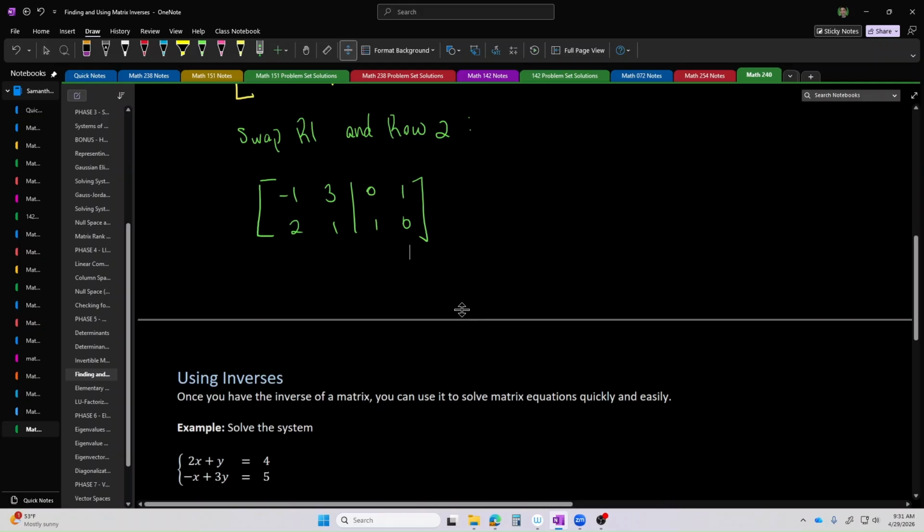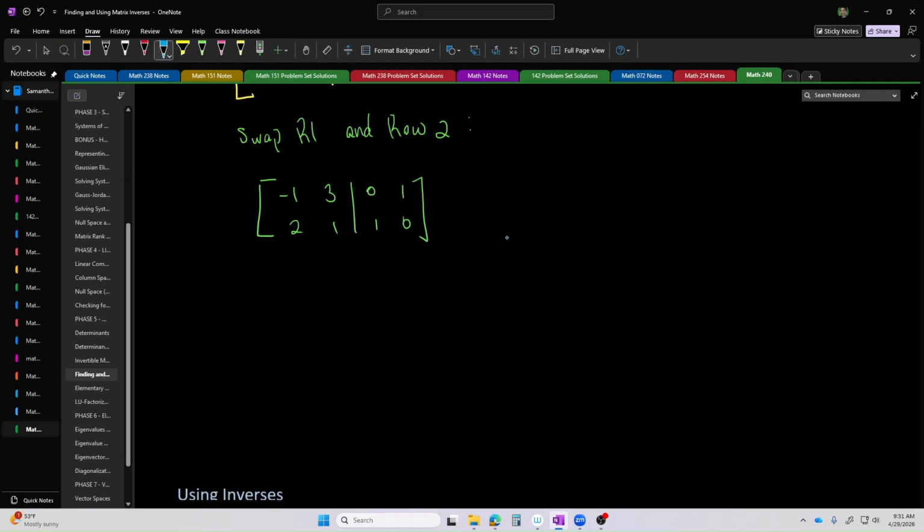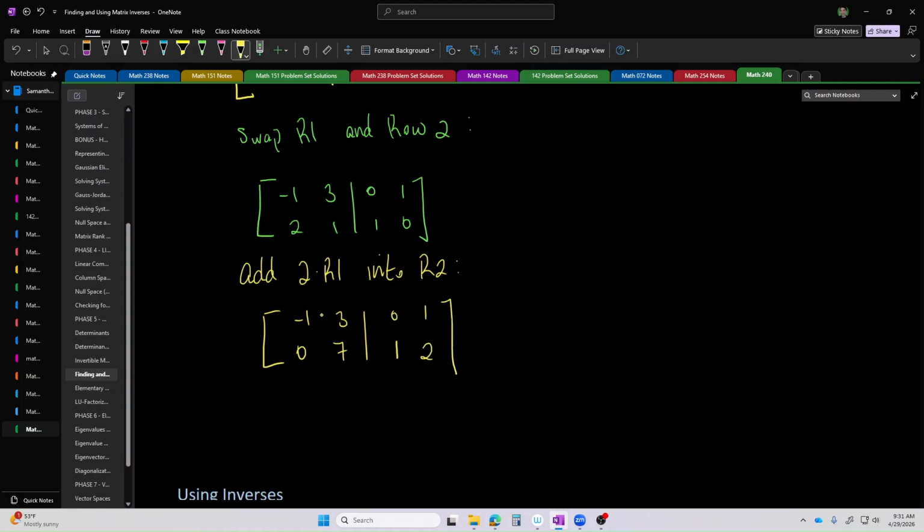I can now go ahead and add 2 copies of the first row into the second row to cancel out that 2 underneath the pivot. Add 2 times row 1 into row 2. So that will eliminate this 2. That'll give me 7 in this position. That'll give me still a 1 here. And then in the final row, 2 times 1 plus 0 gives me 2.